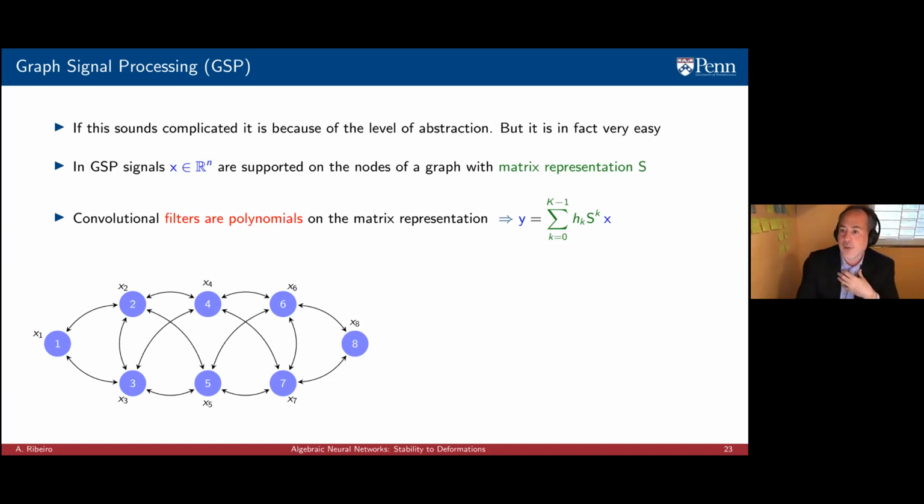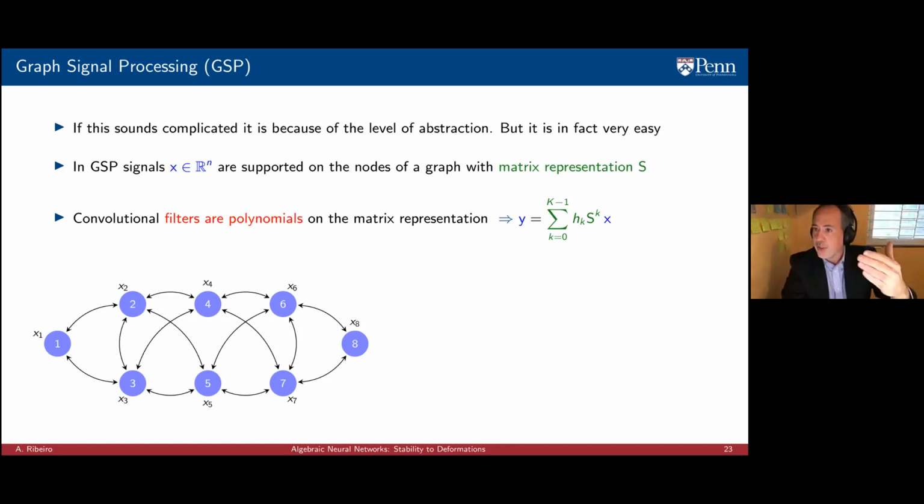There is also a matrix representation of this graph. Convolutional filters in graph signal processing are defined as polynomials on the matrix representation of the graph. And the reason why we like that definition is because that ensures an equivariance to permutations. It ensures the ability of the graph filter to be independent of labeling.